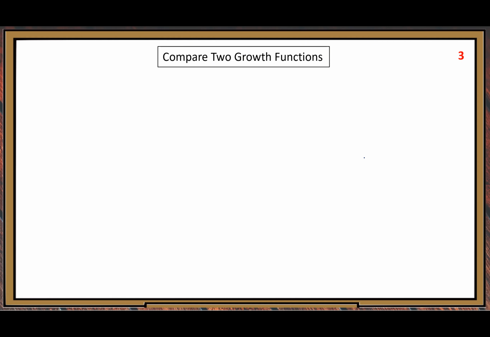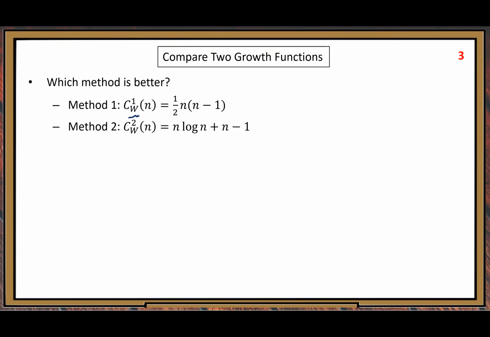Compare two growth functions for those two methods. Which method is better? We want to get an idea here. For the first method, we use the worst case, CW, the first method, it corresponds to the worst case expression. And for the second method, also the worst case expression, n log n plus n minus 1. These two are two original functions, not the growth functions. So we need to extract growth functions from them first. The growth function of the first method is just n squared. And the growth function of the second one, n log n. Let us compare these two functions here.